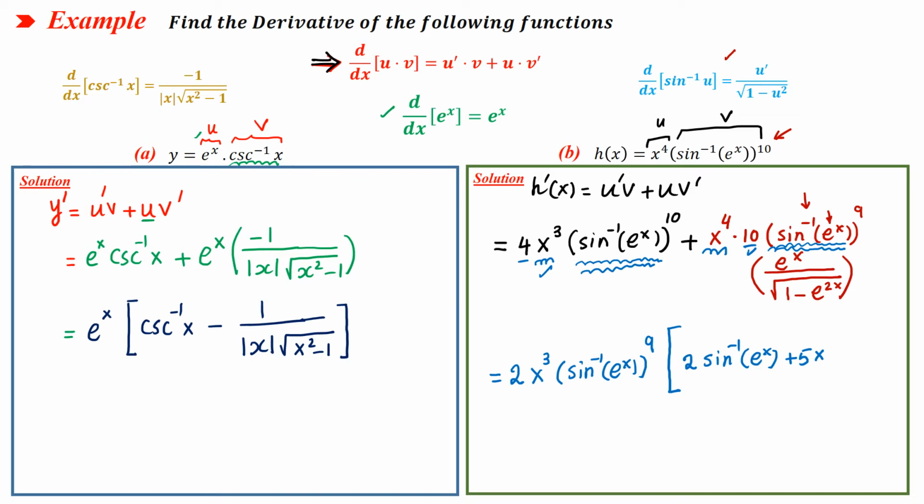Then we have the function e to the x divided by square root of 1 minus e to the 2x. For more simplification, you can delete 5x from here and put it in the numerator of this function, and you will get 5x e to the x in the numerator, and this is the final answer of part B.